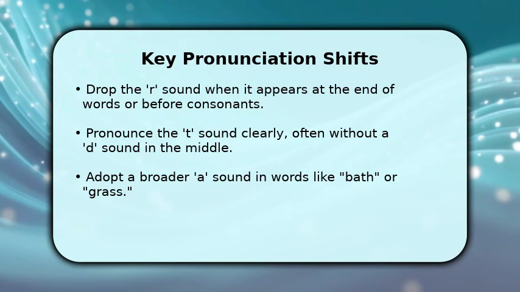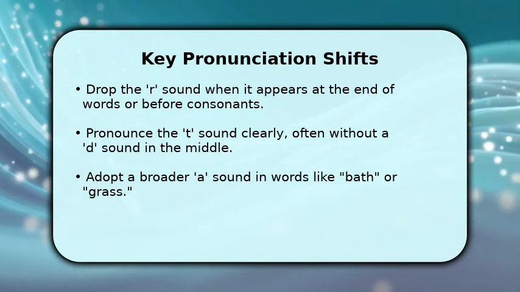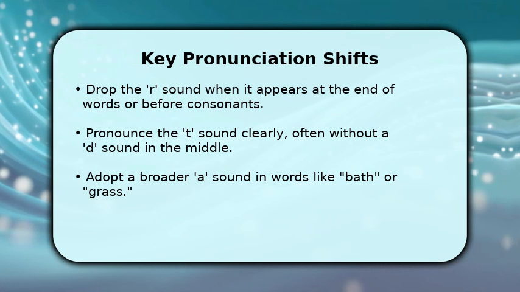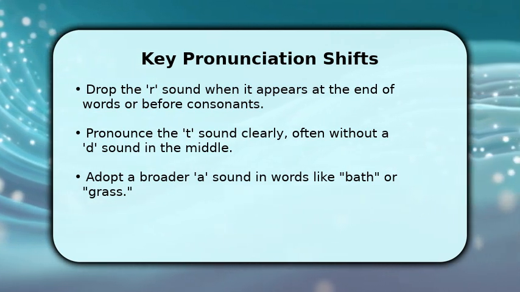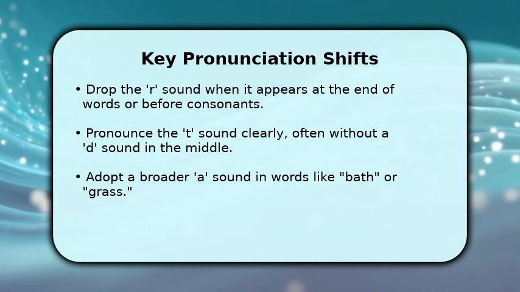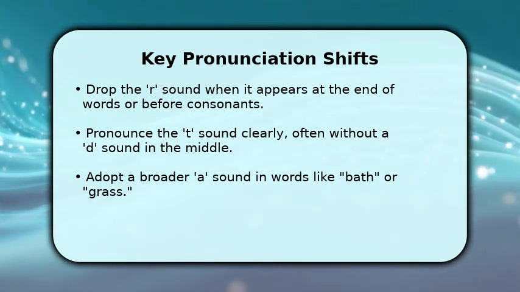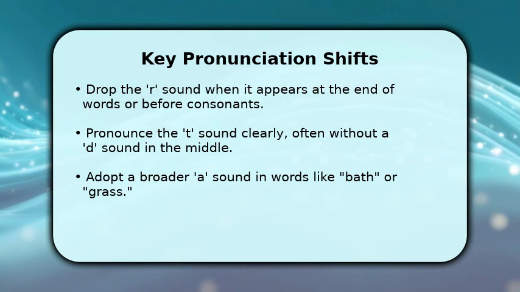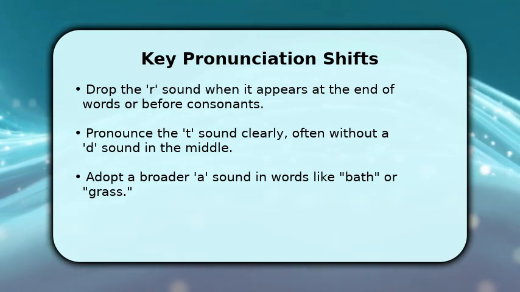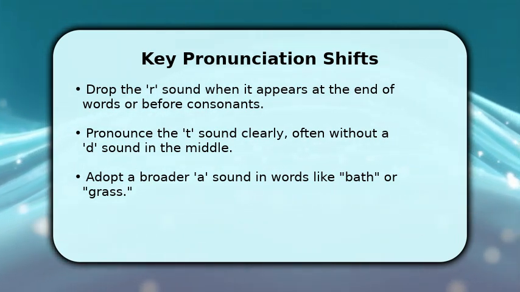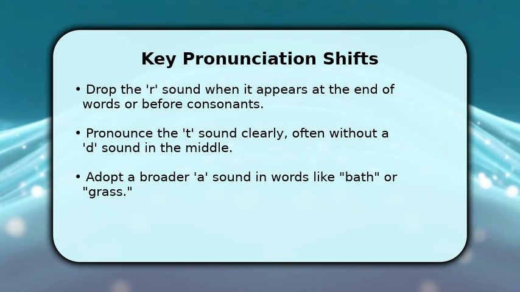Let's dive into some key pronunciation shifts. First, remember to drop the R sound in words like car or teacher when it's not followed by a vowel. Next, articulate your T sounds crisply, avoiding the American D sound in words such as water. Finally, broaden your vowel, making words like bath sound more like bath to truly capture the accent.